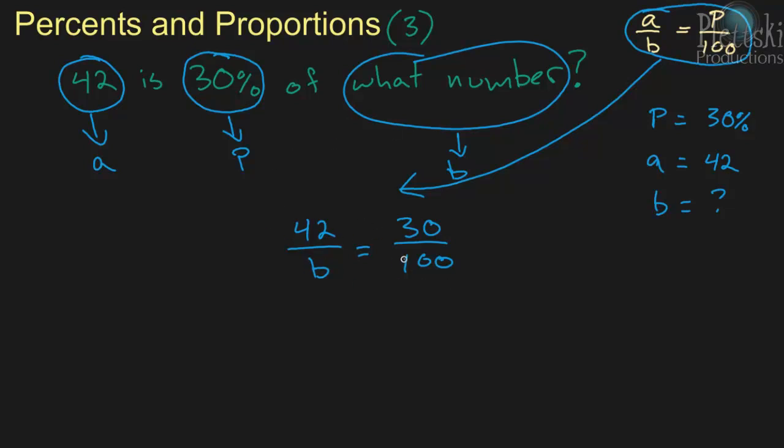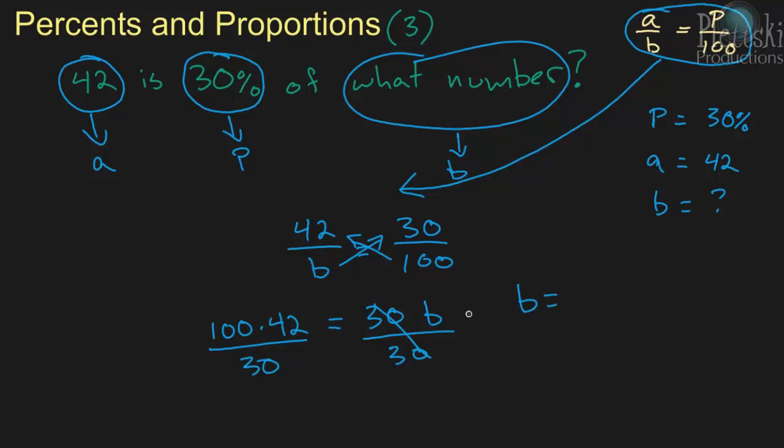So once I have the equation, I can solve. All I need to do is solve for b. And remember from a previous lesson, we can cross multiply to make this a little bit easier. So when we cross multiply, we're left with 100 times 42 on one side of the equal sign and 30 times b on the other. And then I'll just have to divide by 30 to get b by itself. And I'll be left with b equals 100 times 42 divided by 30.